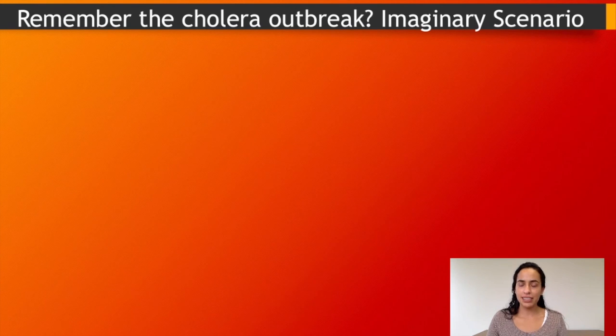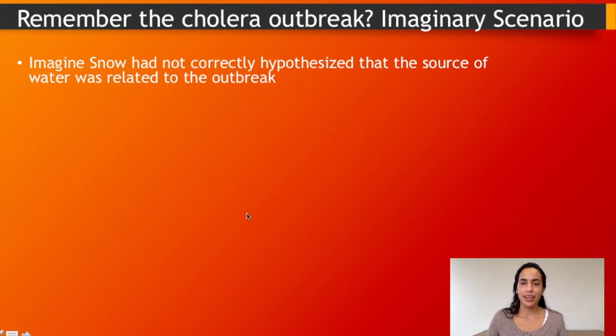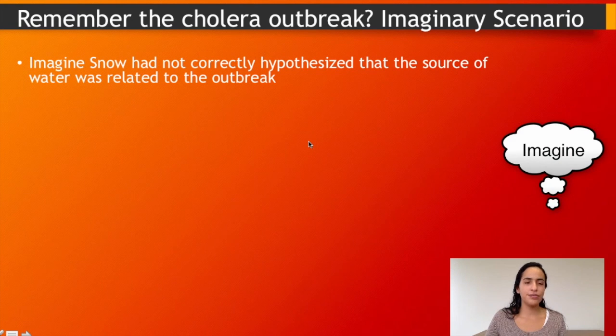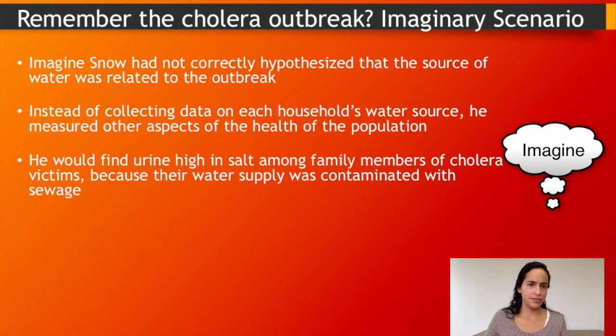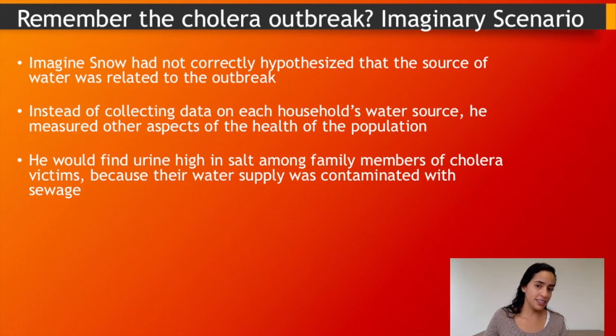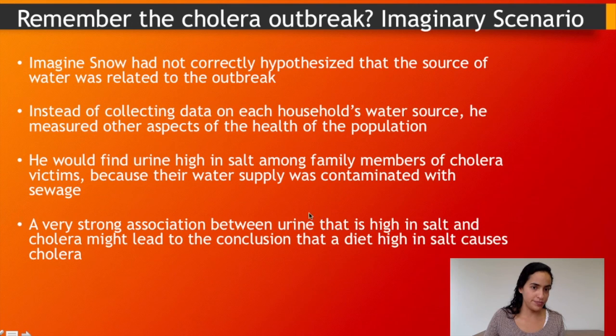As an example, let's consider John Snow's cholera outbreak. In this imaginary scenario, imagine that he had not correctly hypothesized that the source of water was related to the cholera outbreak. Instead of collecting each household's water source, he had measured other aspects of the health of the population. He would find that urine high in salt among family members of cholera cases was associated to the incidence of cholera because the water supply was contaminated with sewage. Thus, he would find a very strong association between urine that is high in salt and cholera, which might lead to the conclusion that a diet high in salt causes cholera.